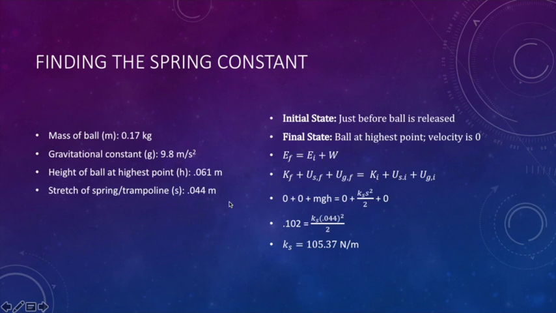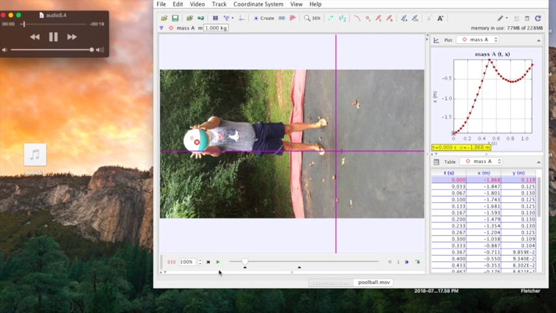Using this data, I used the energy principle to solve for the spring constant. The initial state of this system is just before the ball is released, while the final state is when the ball is at its highest point with a velocity of 0. The only non-zero initial energy is spring potential energy. The only non-zero final energy is gravitational potential energy. The only unknown is K sub s. Solving for this yields a value of 105.37 newtons per meter.